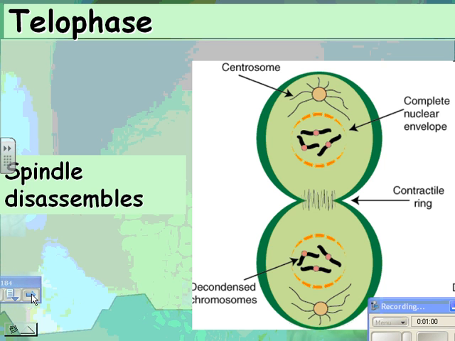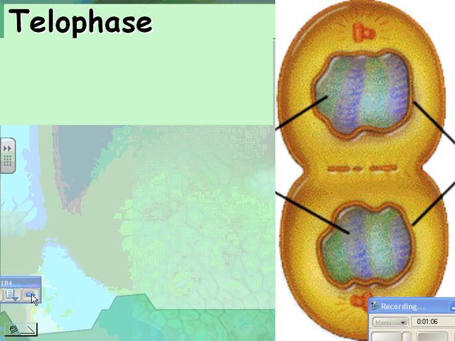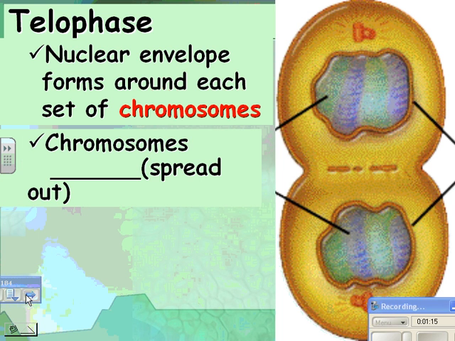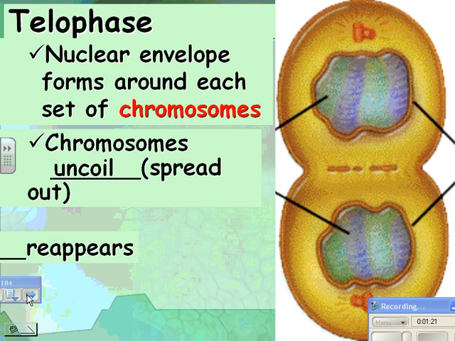The spindle disassembles. The whole thing with telophase is you get back to normal. So the spindle fibers go away. The nuclear envelope forms around each set of chromosomes. So here's the new nuclear envelope forming. Centrioles go away. Chromosomes decondense, or uncoil, which means that they spread out. So you really go back to normal.